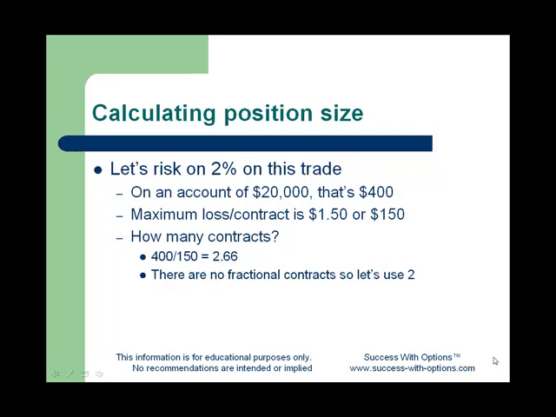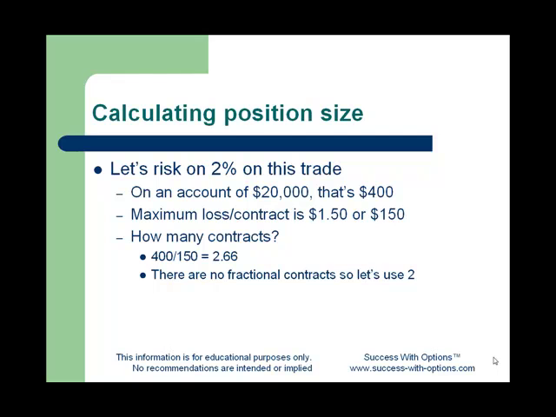Okay, what we want to do in calculating the position size is take into consideration our initial account size that we're trading from and what percentage of that account we're willing to risk on each trade. In this case, let's go ahead and risk 2% of our account, which is $20,000, which will give us about $400 to risk on this trade alone.